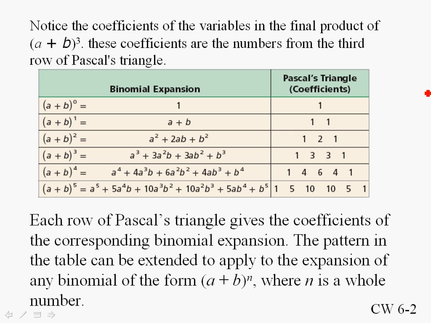Notice the coefficients of the variables in the final product of a plus b cubed. These coefficients are the numbers from the third row of Pascal's triangle. Each row of Pascal's triangle gives the coefficients of the corresponding binomial expansion. The pattern in the table can be extended to apply to the expansion of any binomial in the form of a plus b to the n power, where n is a whole number.